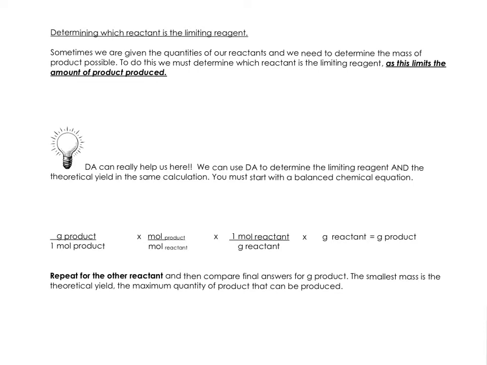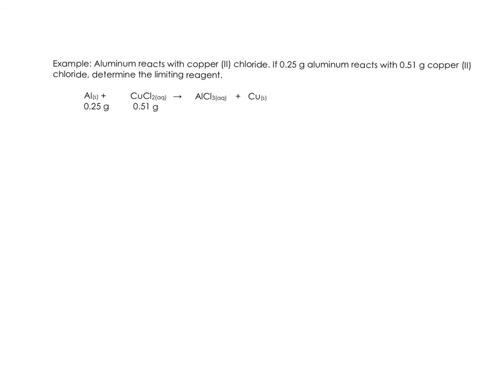You have to do this in two steps though, because you need both reactants. You can figure out how much mass you can produce from each reactant and then compare them. The smallest mass is the theoretical yield. So the smallest mass of product is the theoretical yield, because the limiting reagent has run out. Even though it's a smaller amount, we call it the maximum quantity of product that can be produced.